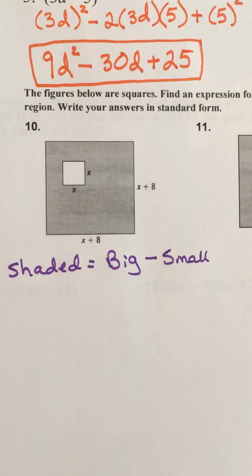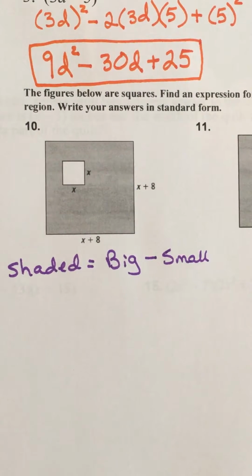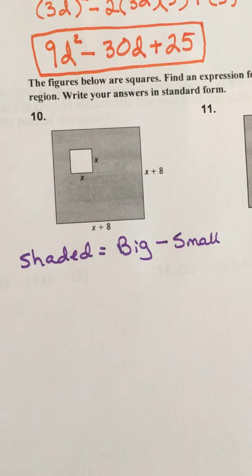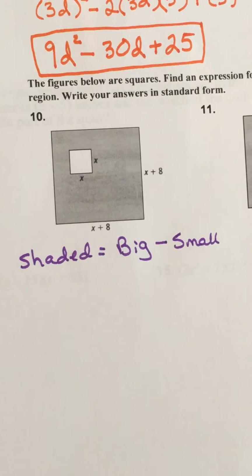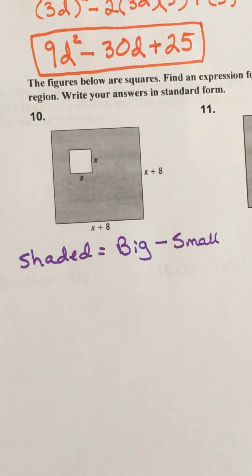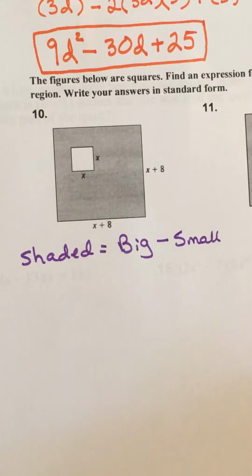This problem is really important. I will guarantee it will be on the state exam. It might not be with the polynomials and the binomials, although the likelihood is very high. But I will guarantee there will be problems with shaded and unshaded. Go find the difference between them. So let's make sure that this is a solid skill that you will have. So the shaded is the difference between the big one and the small one.